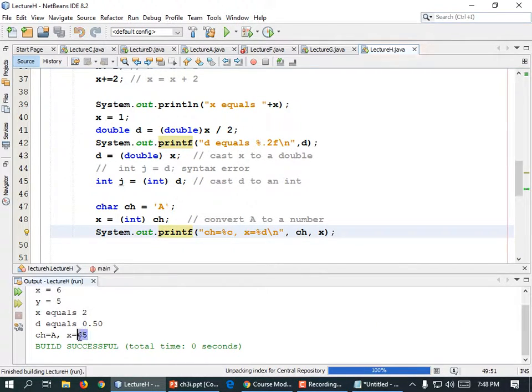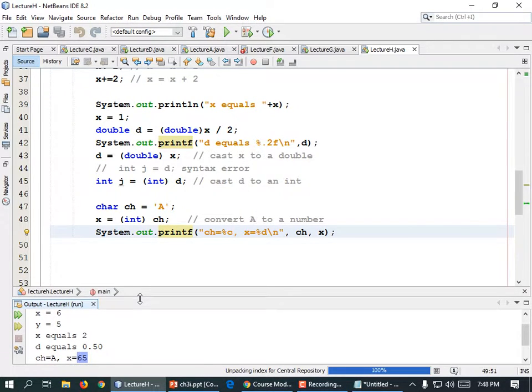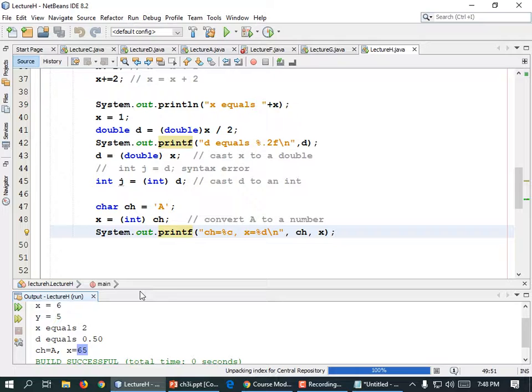Right there, 65. Why in the world is it 65? Well, it has to equal something, right? Letters have to be converted into some sort of numbers in order to be held in the computer's memory and written to disk and stuff like that. And so there's something called ASCII.